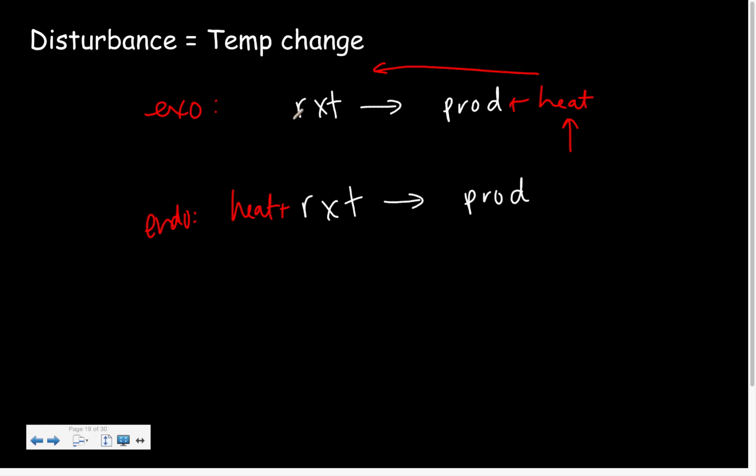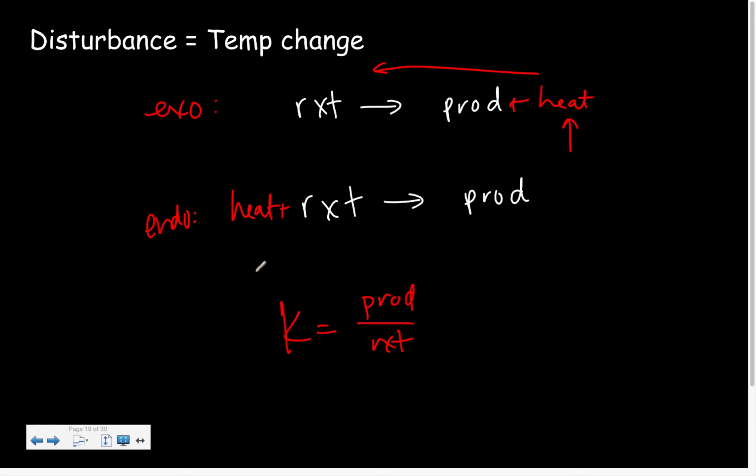Now we would also have to discuss the fact that K is also changed. For an exo process, and of course you're always just going to think about this, K is always going to be product over reactant at its essence. Here in this situation, if we increase the temperature and we shift in this direction, meaning we increase the amount of reactant, what inevitably happens to K? At that new temperature, my K is going to be lower, yes? At that new temperature, my K is going to be lower in this scenario.